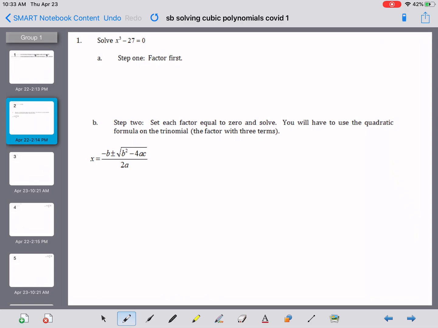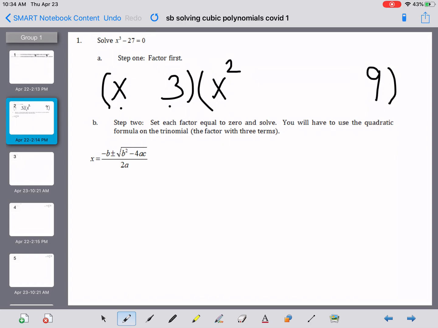And in order to solve, we need to factor first. So that goes back to the little parentheses and the big parentheses. Remember, I don't have access to a calculator. But the cube root of x cubed is x. The cube root of 27 is 3. And then x cubed divided by x: we had 3 x's, we took out 1, we've got 2. 27 divided by 3 is 9. And the last part, take the x and the 3 and multiply them together.